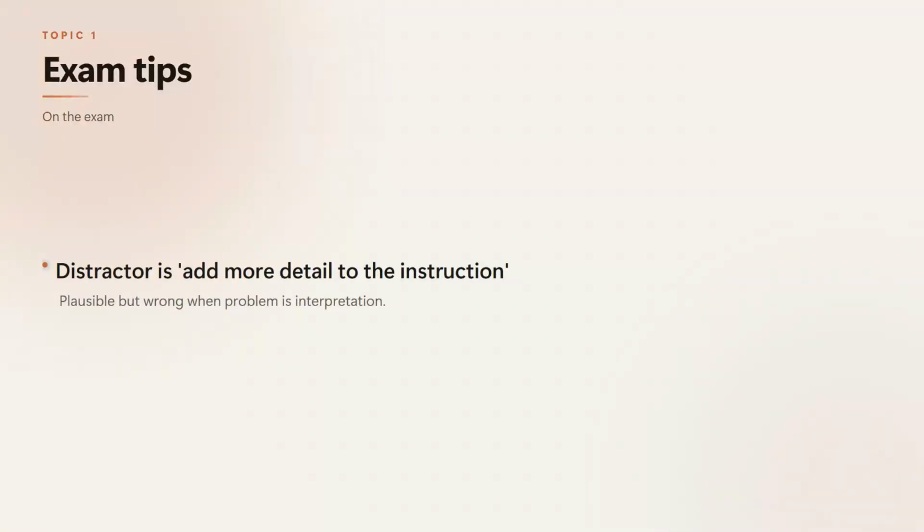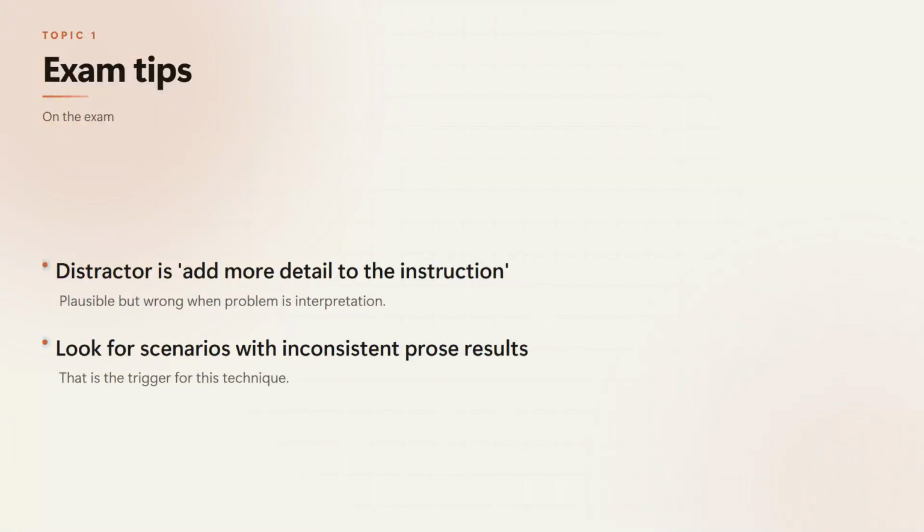On the exam, the distractor that catches people is "add more detail to the instruction." It sounds reasonable, but it is the wrong answer across the whole prompt engineering domain. The correct answer will always involve replacing prose with examples or tests. Look for scenarios where the developer has tried prose instructions multiple times without improvement. That is the signal to use this technique. This is testcraft. Knowing the trap is half the battle.